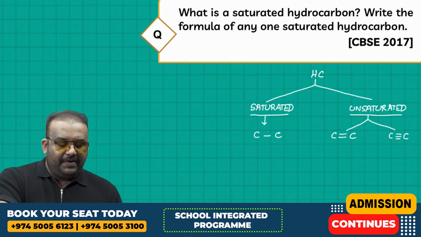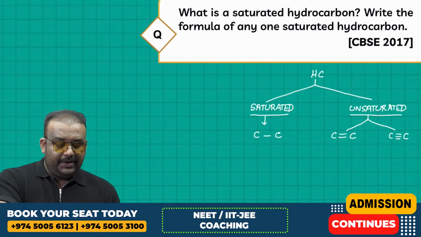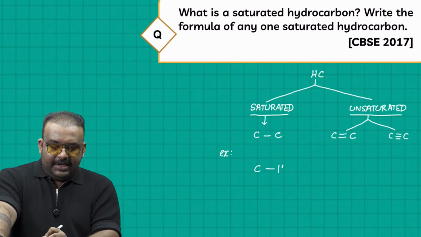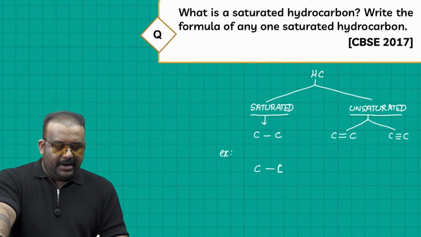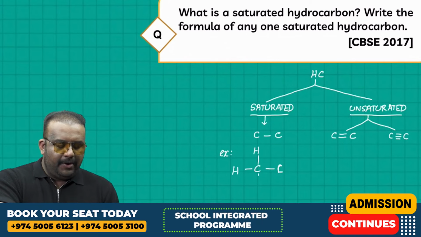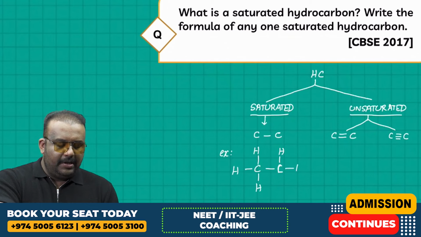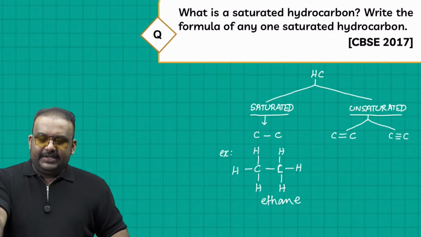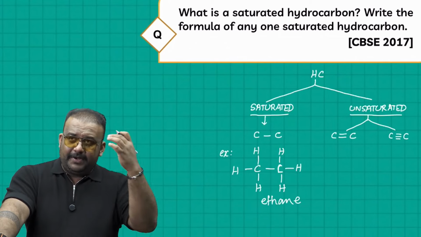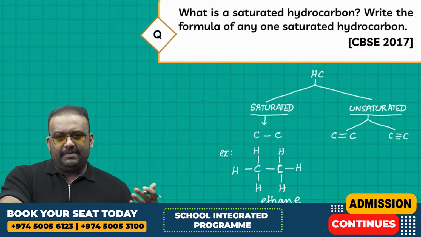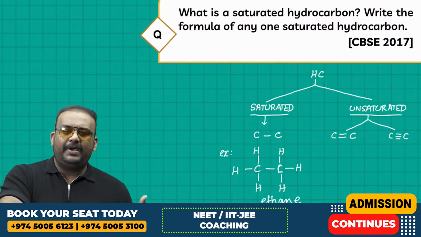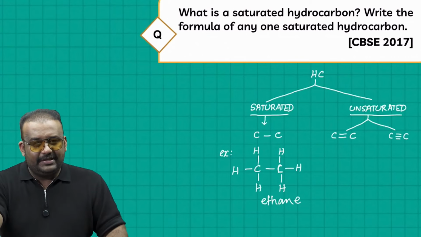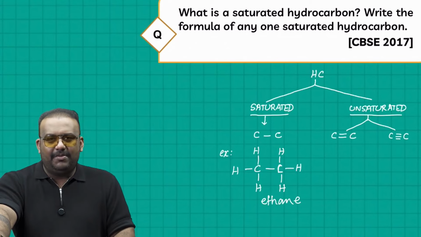Now write the formula of any one saturated hydrocarbon. One of the examples of saturated hydrocarbon we can say is ethane. In ethane, there are two carbon atoms bonded by a single covalent bond and the rest of the valencies are satisfied by hydrogen. Or you can write any example, depending on your choice. For example, you can write methane, ethane, propane, butane, pentane, hexane, any such compounds as long as there are only carbon-carbon single bonds.